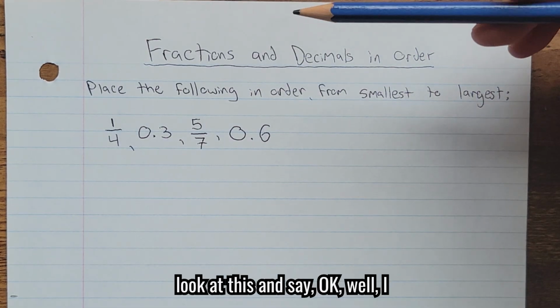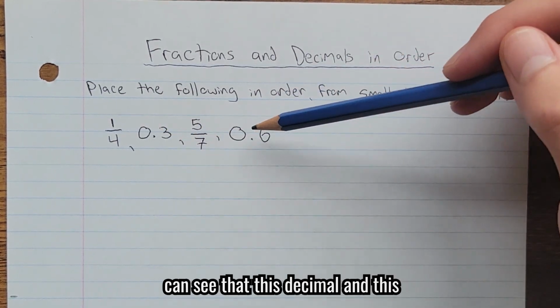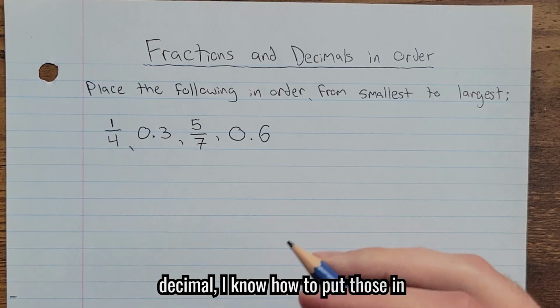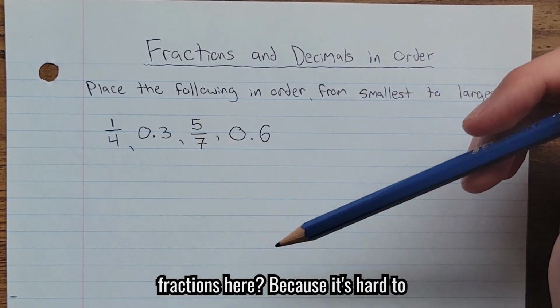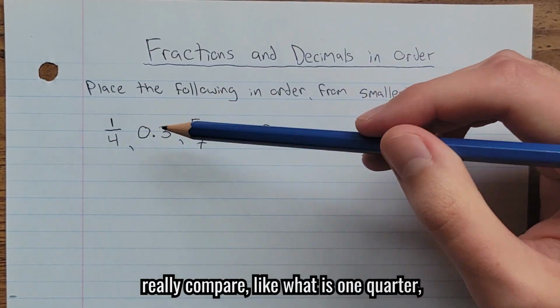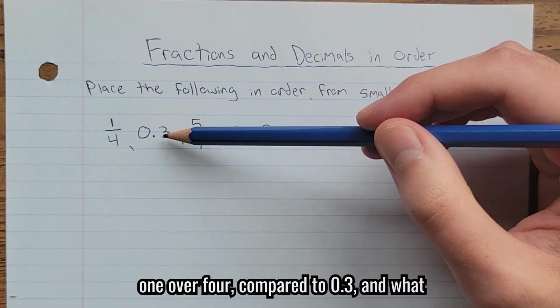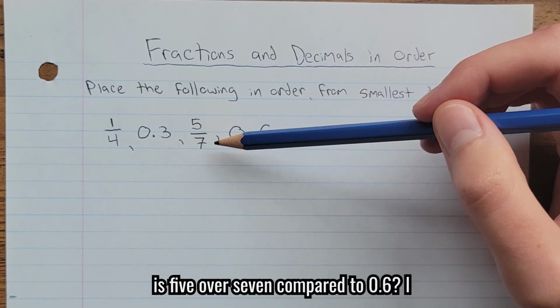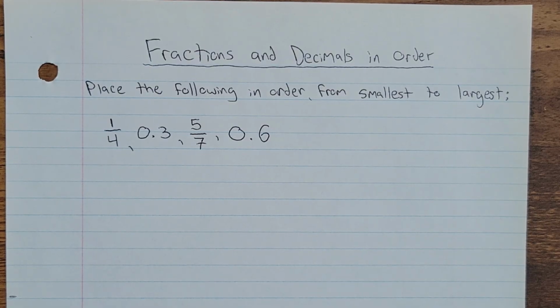And so you might look at this and say, okay, well, I can see that this decimal and this decimal, I know how to put those in order. But what do I do with these fractions here? Because it's hard to really compare, like what is 1/4 compared to 0.3, and what is 5/7 compared to 0.6? I don't really know what to do here.